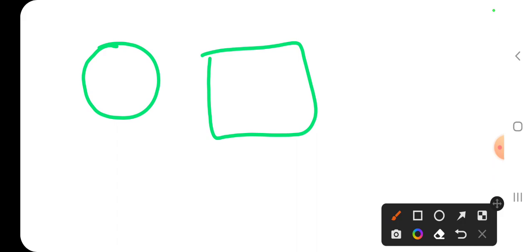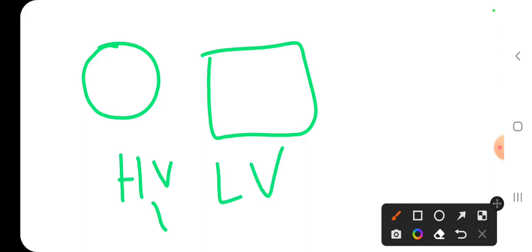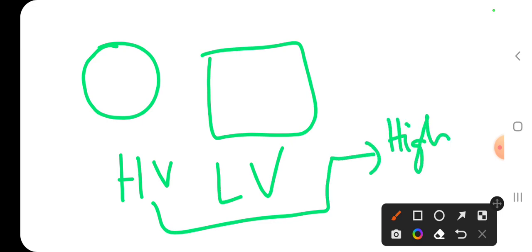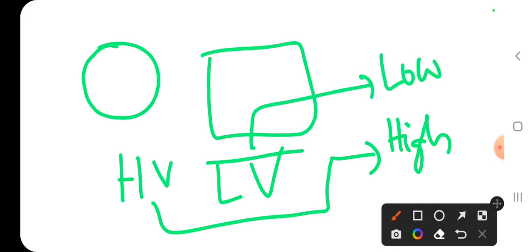That means these windings may be like this, okay, and maybe in this fashion, rectangular or oval type. And moreover, these windings are also classified as HV winding as well as LV winding. HV winding stands for high voltage winding, and LV winding is low voltage winding.